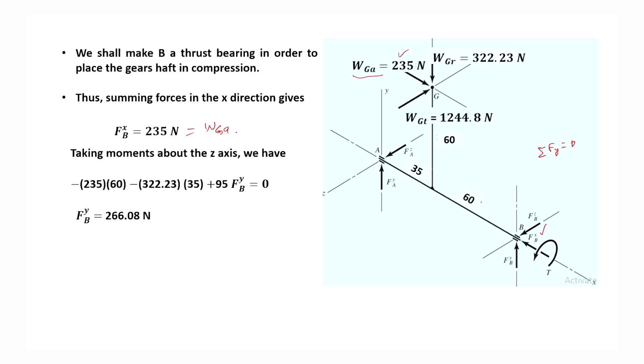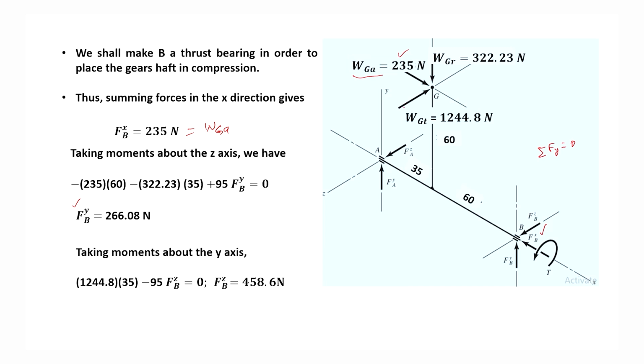Similarly, taking moment about z axis, the moment provides us the FBY. FBY is equal to 266.08 Newton. Then taking moment about y axis. About y axis, again moment is taken and then it is given as 1244.